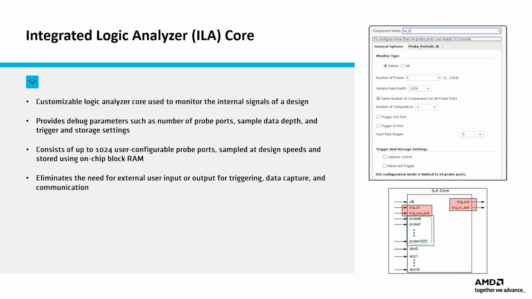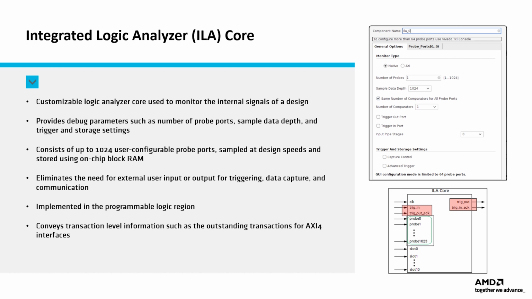The probe, sample, and trigger functionality is implemented in the programmable logic region. No user input or output is required to trigger events, capture data, or to communicate with the ILA core. The ILA core is capable of monitoring interface-level signals. It can convey transaction-level information, such as the outstanding transactions for AXI4 interfaces. The communication with the ILA core is conducted using an auto-instantiated debug core hub.